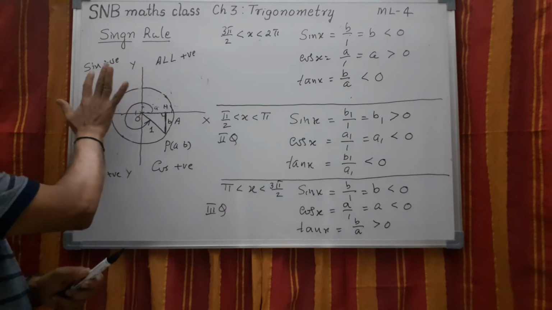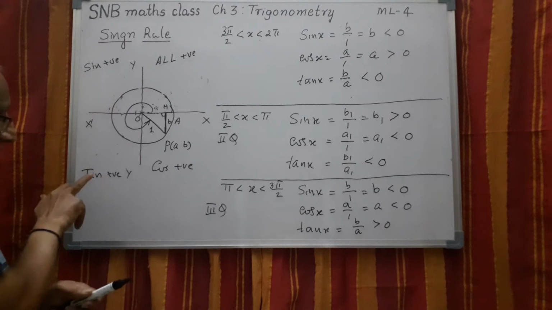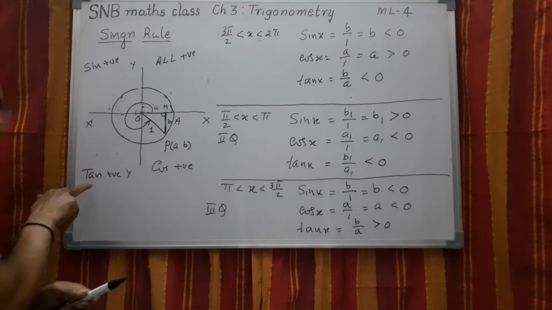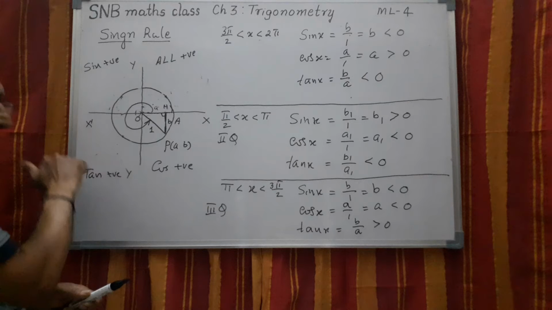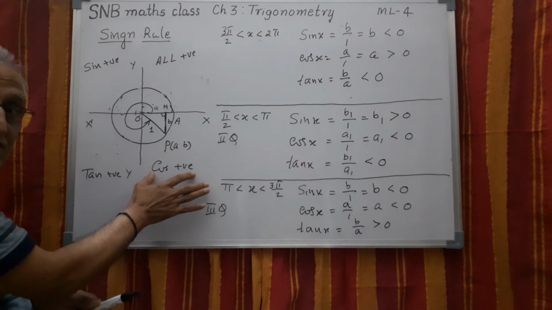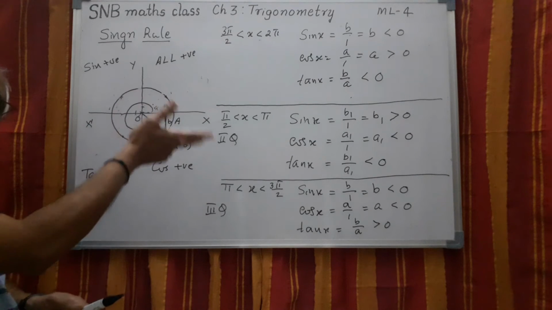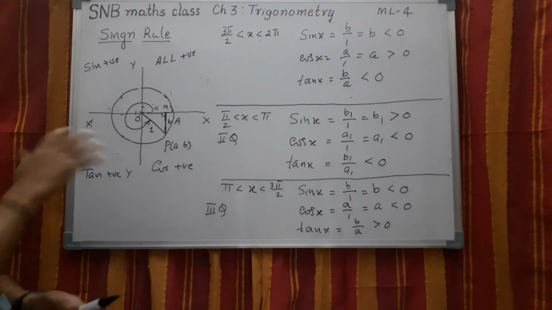Here, sine says, I will be positive, you be negative. Here, it is the turn of the tan now. That is positive, the remaining are negative. Here, it is the turn of the cos. That is positive, the remaining are negative. So, it is very simple to remember.